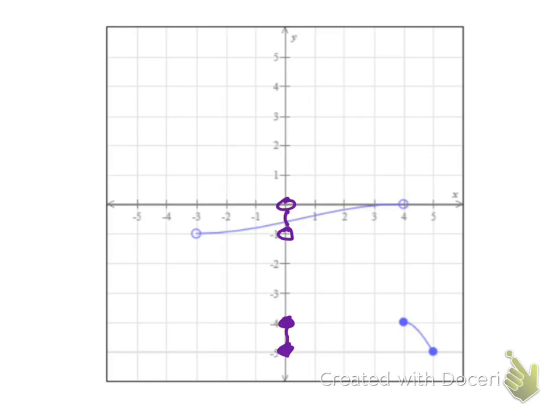So our range, least to greatest, would be -5 to -4, both with brackets, union -1 to 0, both with parentheses. So if every time you think about taking the values for domain to the x-axis and the values for range to the y-axis, I think it'll be a little bit easier.